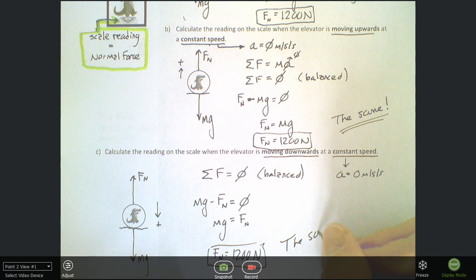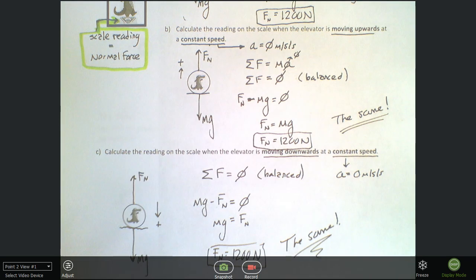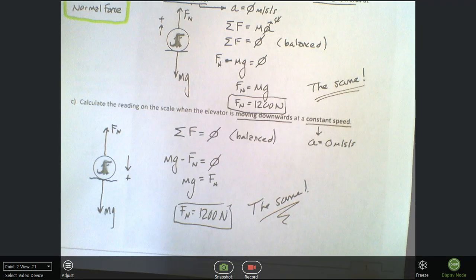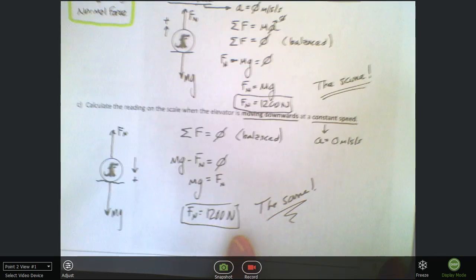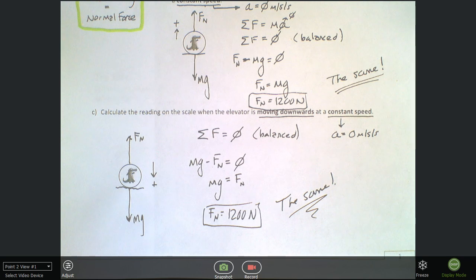The same. So it doesn't matter whether you're at rest, moving upwards at a constant speed, or moving downwards at a constant speed. The force reading on the scale, or the normal force, which is what it's measuring, are the same. Getting to those points, of course, you've got acceleration up, acceleration down. You're going to notice things, but not when you're moving at a constant speed.